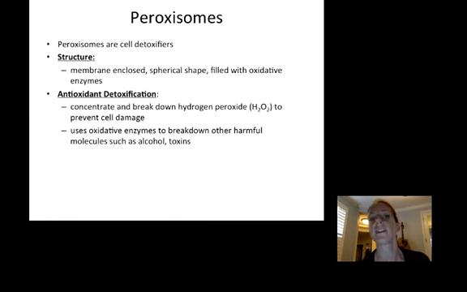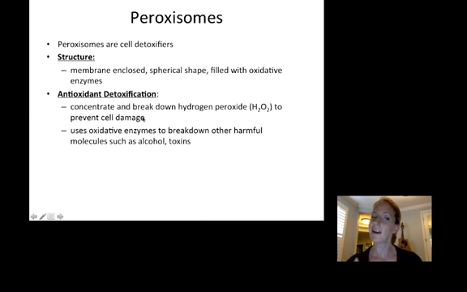Another specialized vesicle for the cell is a peroxisome. Peroxisomes look like large vesicles again, and they're membrane enclosed and spherical, just like any other vesicle, but instead of being filled with digestive enzymes like lysosomes, they are filled with oxidative enzymes. What peroxisomes do is concentrate and break down hydrogen peroxide or other oxidating molecules to prevent cell damage. Hydrogen peroxide alone would be damaging to cells.